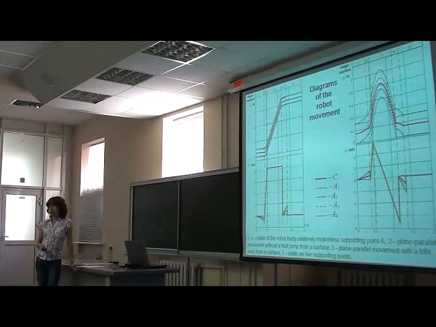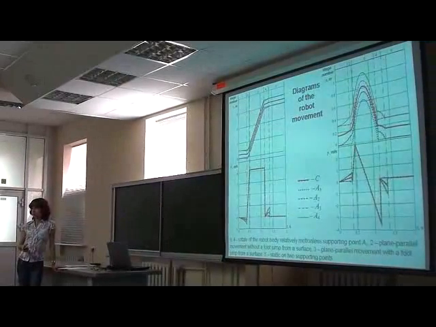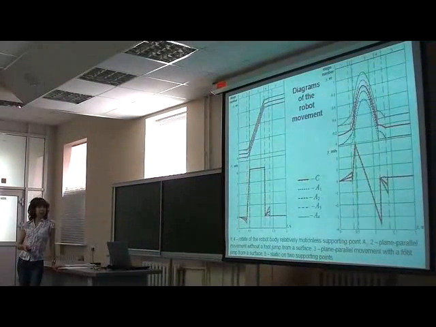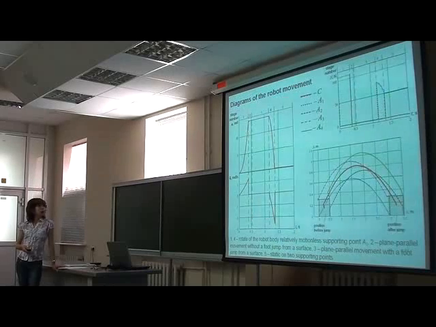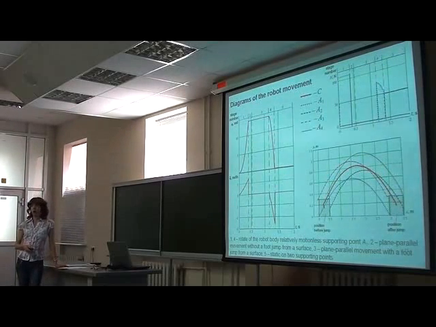Stages number 1 and 4 are rotational movement of the robot relative to motionless point A1. Stage number 2 is plane-parallel movement without a jump of the foot of the robot. Stage number 3 is plane-parallel movement with the foot jumping from the surface. And stage number 5 is the static position in two contact points. Diagrams of angular characteristics of the robot and the trajectories of movement of its body are also received.